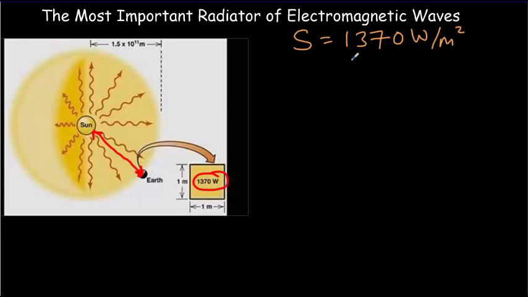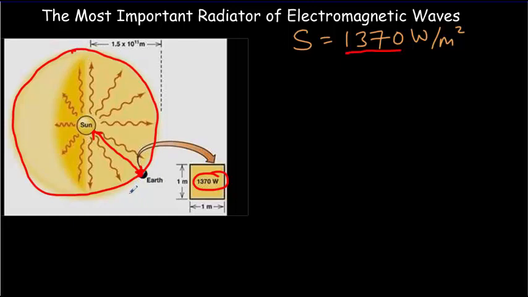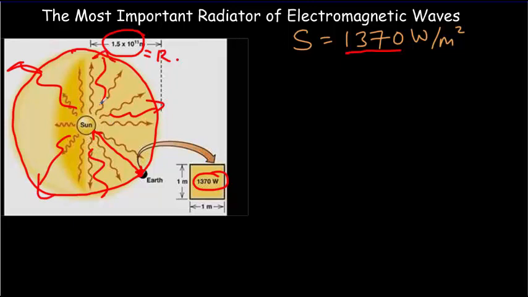So if we want to determine this number here, what we need to do is imagine a big sphere centered about the sun with the Earth passing through the surface of the sphere. So of course the radius of the sphere is going to be the Earth-Sun distance, 1.5 times 10 to the 11th meter. That's our radius of the sphere. And what you want to notice here is that all the power coming from the sun has to go through that sphere. It's all radiating outwards. It all has to pass through the surface of the sphere.